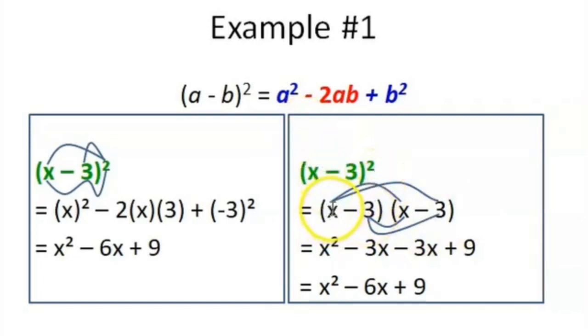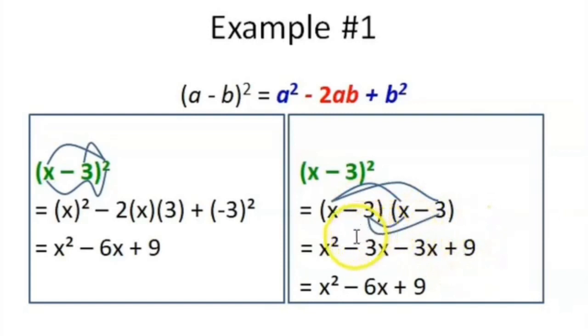So, ginawa natin, ginamitan ng FOIL method. So, F, first term, we have here x times x, that is x squared. Then for the outer term, we have x times negative 3. This is negative 3, this is positive x, so therefore negative 3x. For the inner terms, we have negative 3 times x, so we have negative 3x. And for the last terms, we have negative 3 times negative 3, therefore positive 9.